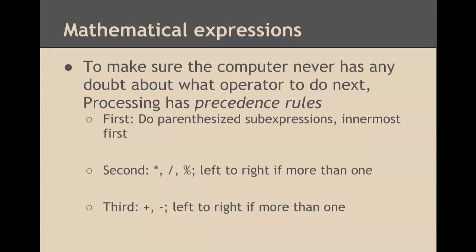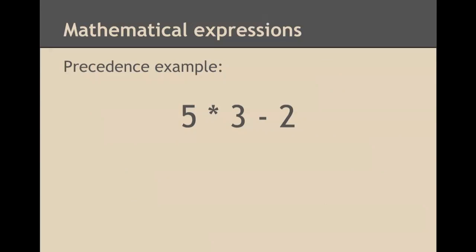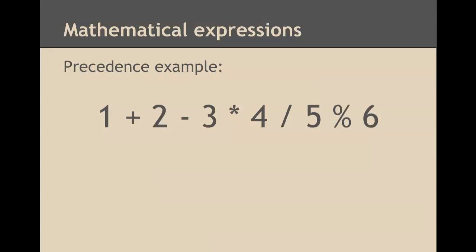So let's look at some examples. We'll start with the previous example that we looked at, 5 times 3 minus 2. Okay, so our precedence rules tell us that the multiplication is going to happen first, giving us the 15, then the subtraction. So our answer for that example is 13. Okay, what about something a little bit more complicated? 1 plus 2 minus 3 times 4 divided by 5 modulo 6.